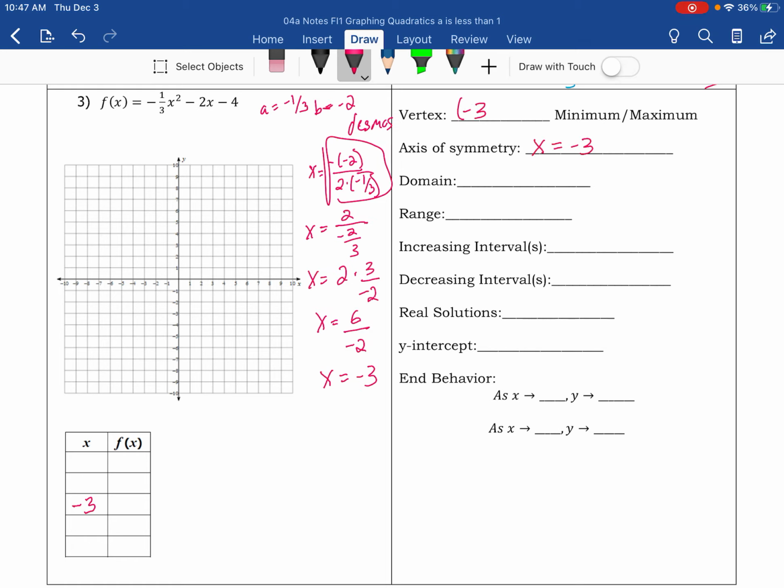I also know that my axis of symmetry is going to be the line x equals negative 3. I know that this is concave down because it's negative, so this is going to be a maximum. Okay. Find my y value. Negative 1/3 times negative 3 squared minus 2 times negative 3 minus 4. So that's going to be negative 1/3 times 9 plus 6 minus 4. Negative 3 plus 6 minus 4. That's going to be 3 minus 4, which is negative 1, I believe. Okay, so negative 3, negative 1.